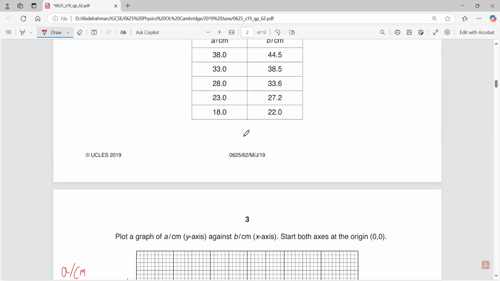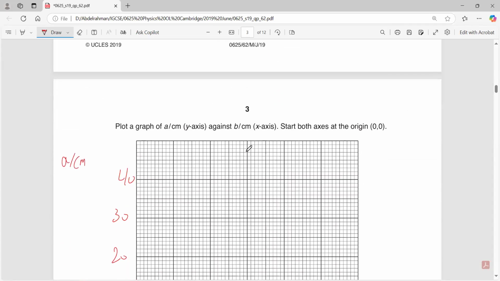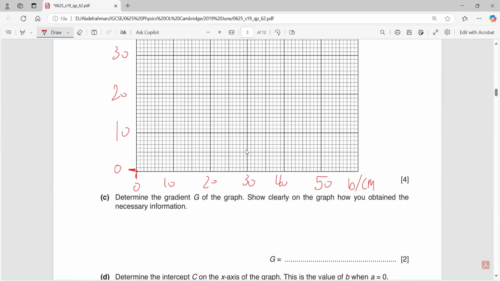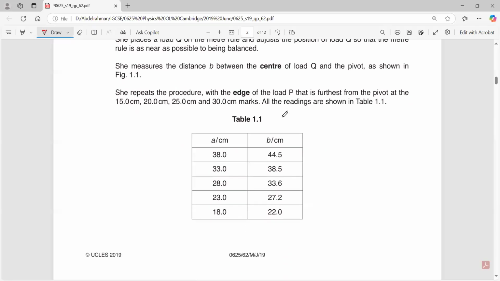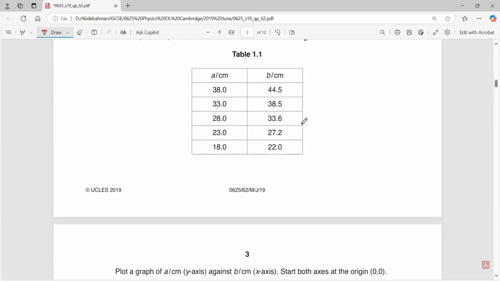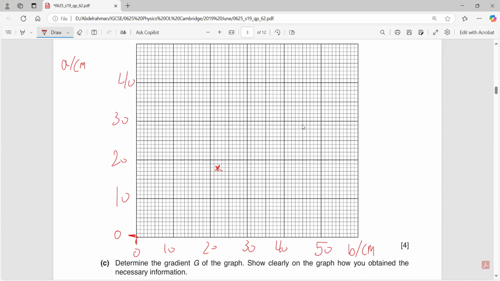So, first point, I'll start from 22 and 18. This would be easy. Here is 22 and here is 18. This is the point. The second point is 27.2, which is 27. Easy. 27 and 23. Where is 27? This is 27 and 23, so it's right over here.